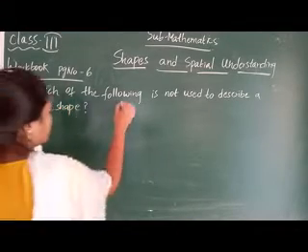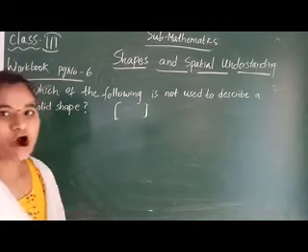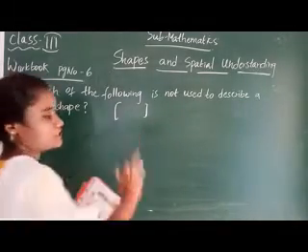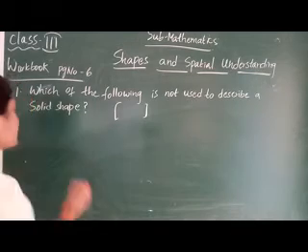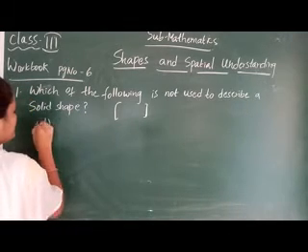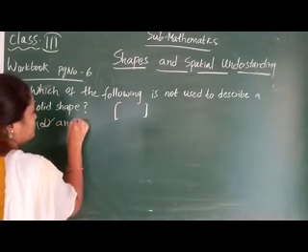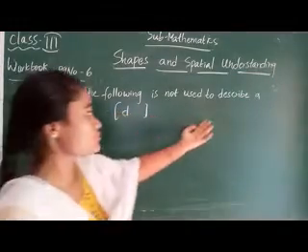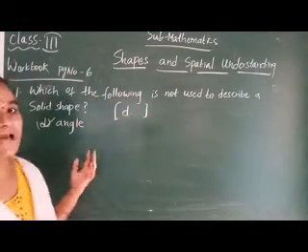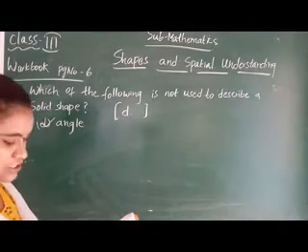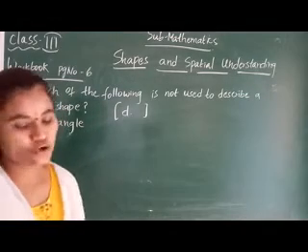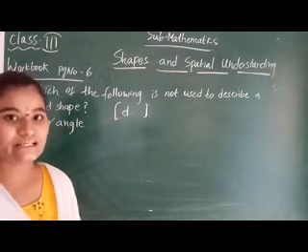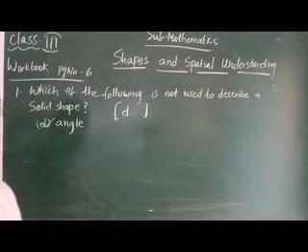See, I am writing only the answer. You will take that option and write that option in brackets. So the answer is D, angle. Angle is not used to describe a solid shape, because a solid shape has corners, faces and edges. Solid shape is nothing but 3D shapes. Okay. Next, second one.